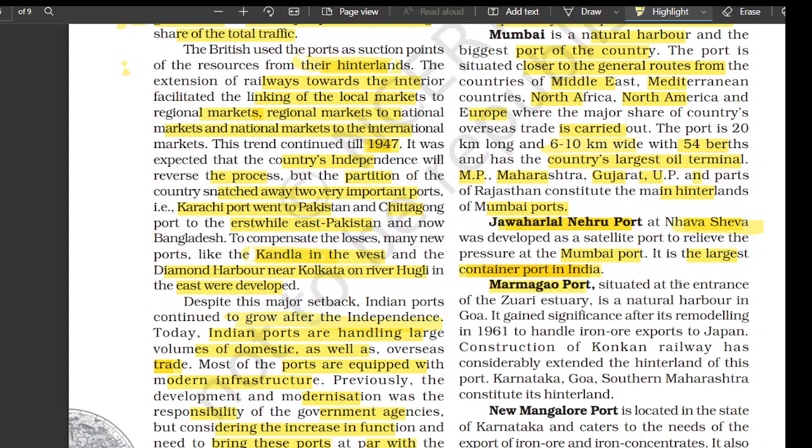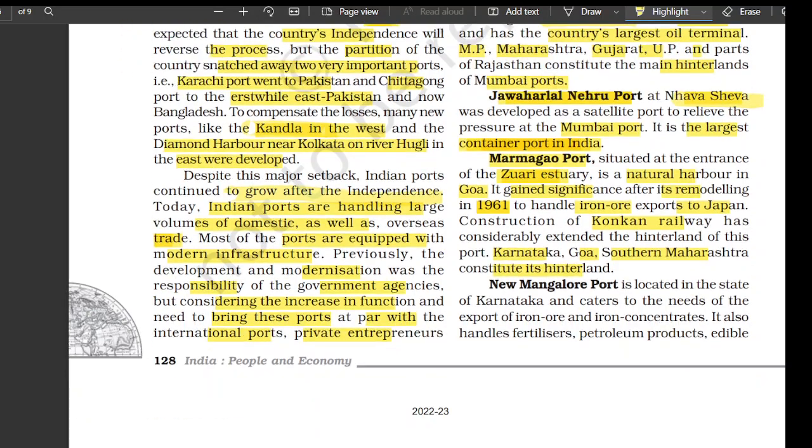Marmugao Port, situated at the entrance of the Zuari estuary, is a natural harbour in Goa. It gained significance after its remodeling in 1961 to handle iron ore exports to Japan. Construction of Konkan Railway has considerably extended the hinterland of this port. Karnataka, Goa, and southern Maharashtra constitute its hinterland.